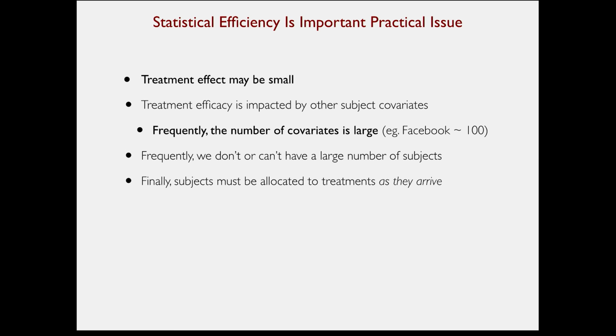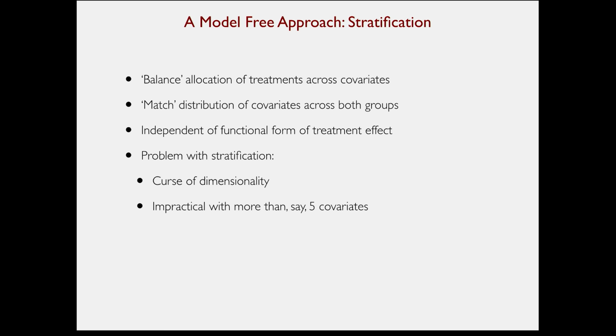So if we're going to go for efficiency, intuitively, what do you want to do? Intuitively, you want to do something that's referred to as stratification. And what stratification is, at the end of the day, is that after you're done with your allocation to +1 and -1, and you look at the distribution of covariates in either of those groups, you want those distributions to look really, really similar.